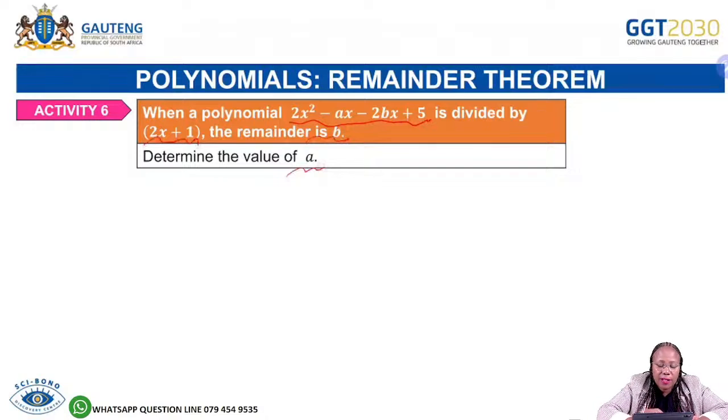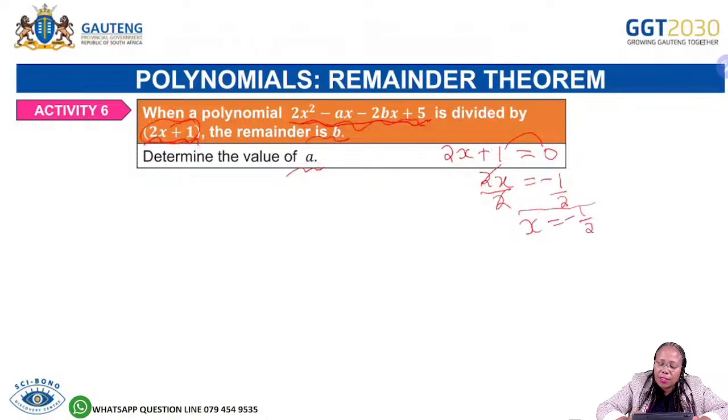Okay, let's see now. We are given this expression here, which is divided by 2x plus 1. So we have our divisor 2x plus 1. We let it equal to 0. And then you have 2x. We transpose 1 to the right hand side, becomes minus 1. You divide by 2 both sides. Therefore, x will be minus a half.